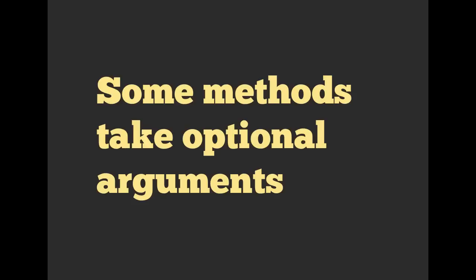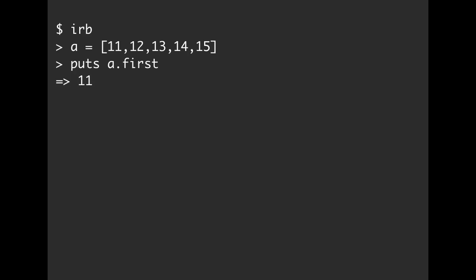Some methods also take optional arguments. We've used first before. Here we have an array and we can call first on it. It'll give us the first element. Now, if we pass in an argument, say first three, we'll actually get an array back with the first three elements in that array. So there are different ways we can call these methods sometimes.